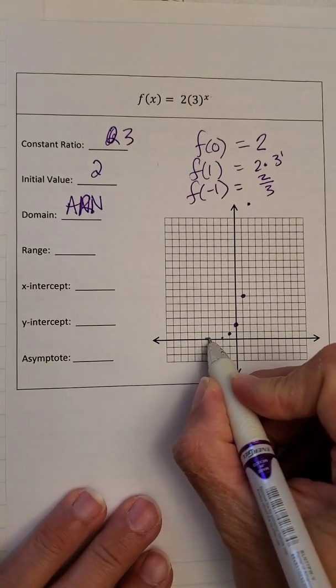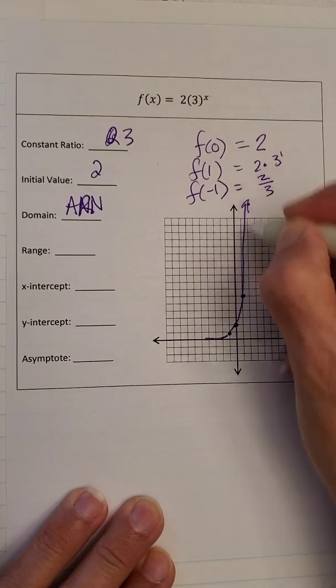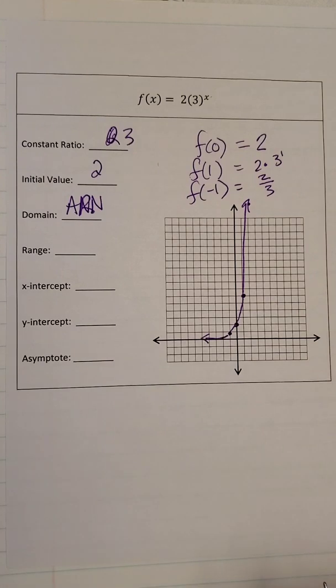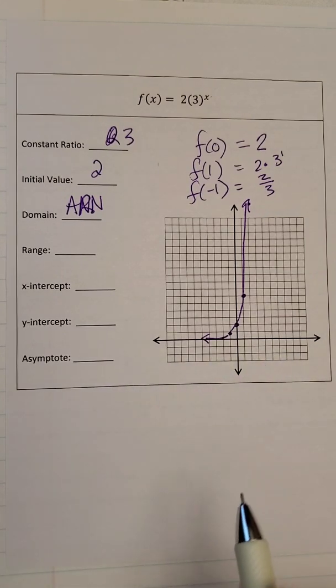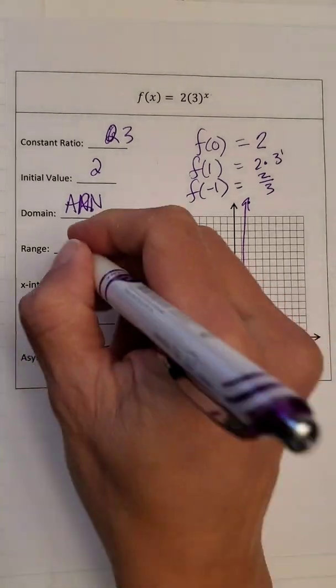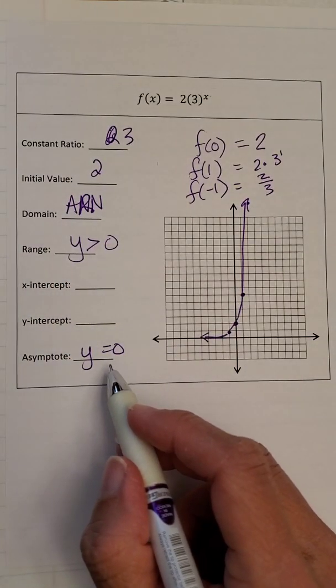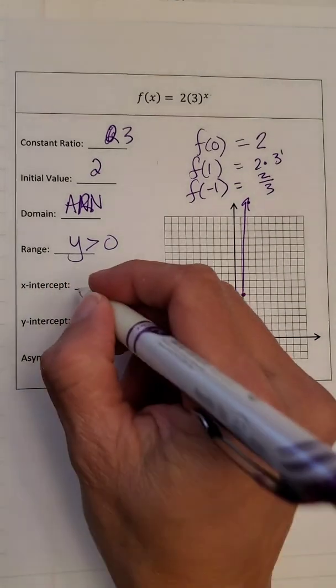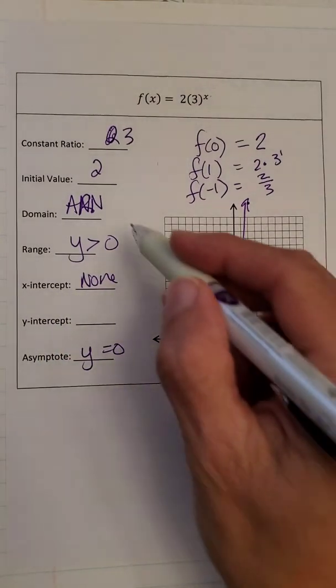So you'll see that when that initial value changed, it made my graph rise quicker. But still, what's the range? This is still my asymptote, right? I didn't shift it up or down, so I still have that asymptote of y equals 0. I still have the range as y is greater than whatever that value is, right? It can't be that, it can be anything bigger. There are no x-intercepts, and the y-intercept is the initial value.